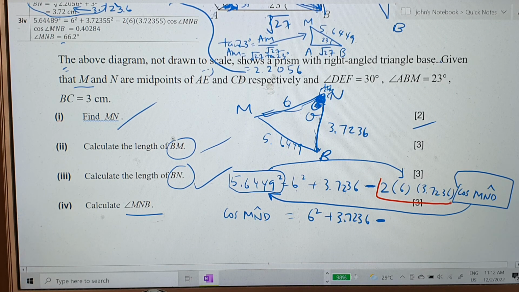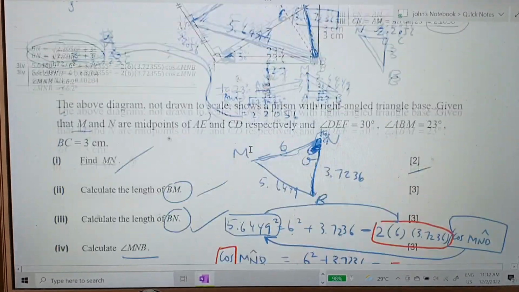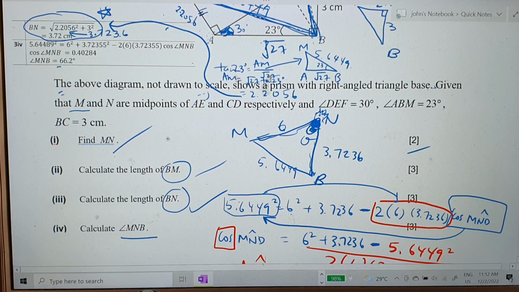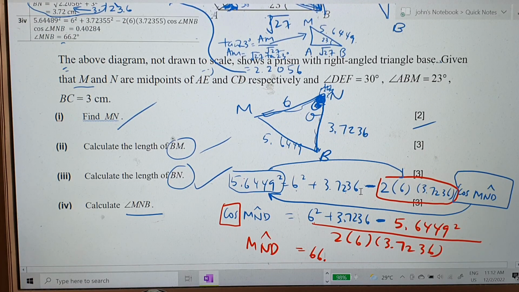In red. Okay, leave the minus here. The minus, leave it here. This whole thing, throw it downstairs. Okay, I kick you out. This fella will kick this fella out. Then this fella will be thrown to the bottom. Then you go and cosine inverse this whole thing. You will get MNB equals to, what's the answer? 66 point something. 66.2. Okay, this is the last part already, so we just round off immediately. That's all. Finish.